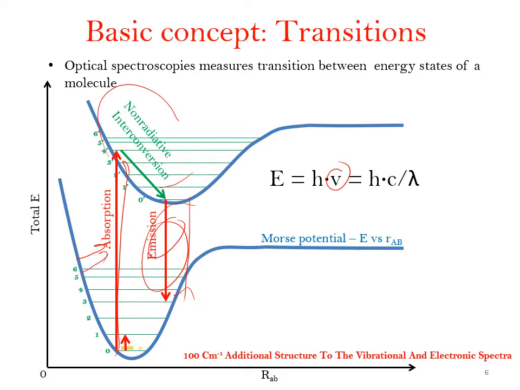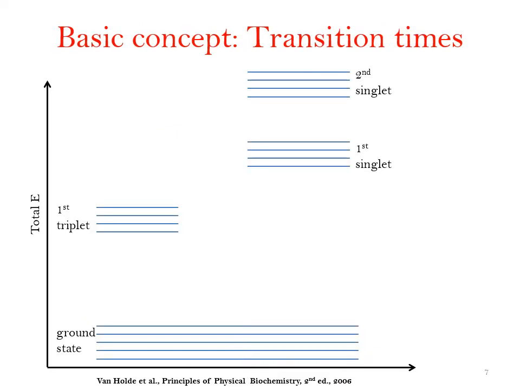And this photon should have the energy which is equivalent to or greater than the energy gap of two energy states of a molecule. So optical spectroscopies measure transition between energy states of a molecule. So we specifically measure the transition between energy states of a molecule. By doing that, we can see different emitted frequencies or different absorption frequencies. Most importantly, the absorption and the emission property of a molecule are very important, and that can be used as a fingerprint to identify different kinds of molecules.